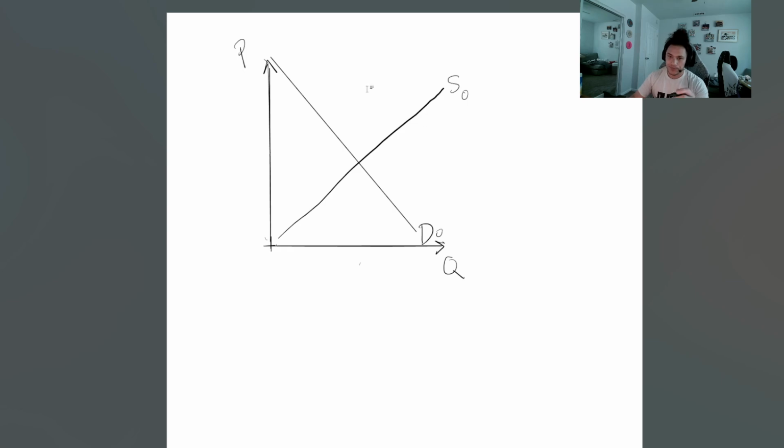So here, before I do anything, I need these pieces to exist in my figure before I start anything. I have my price on the y-axis, I have my quantity on the x-axis, I have my downward sloping demand curve, and I give it a subscript 0 to tell me that this is where I'm starting. And then I have my upward sloping supply curve with the same subscript.